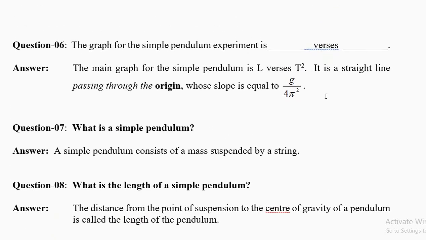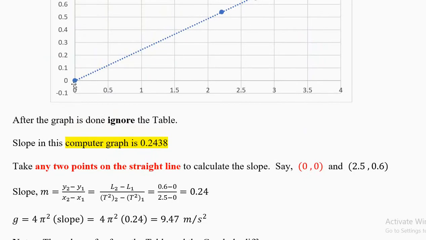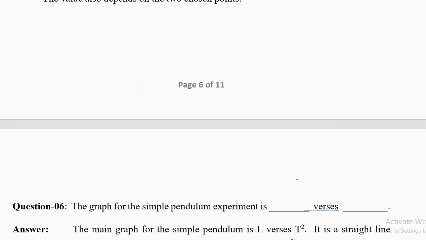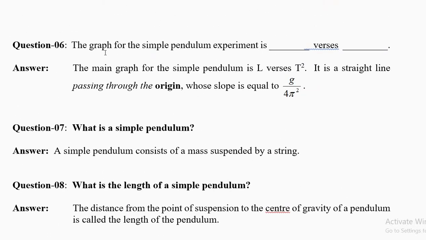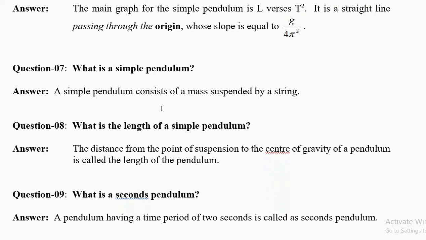Then it is a straight line passing through the origin. What is origin? This point is called origin, 0, 0. This 0, 0 is called origin, so I have put it in red color. So the graph of the simple pendulum is L versus T square. It is a straight line passing through the origin. Origin means 0, 0, whose slope is equal to G by 4 pi square. So G equal to 4 pi square into slope.